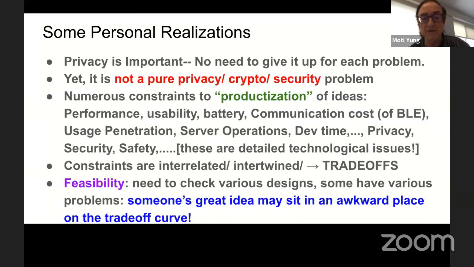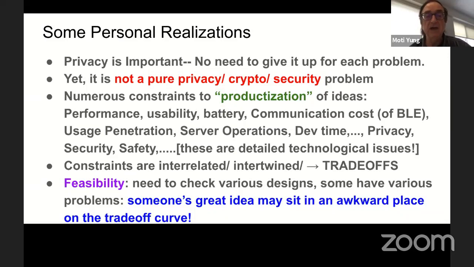So some personal realization. When I started to think about it in March, privacy is important. There's no need to give it up just for each problem. So in some sense, can we design with a privacy Occam's razor, that is, what is the minimum give-up of privacy that we want to do? We have to involve the entire population.